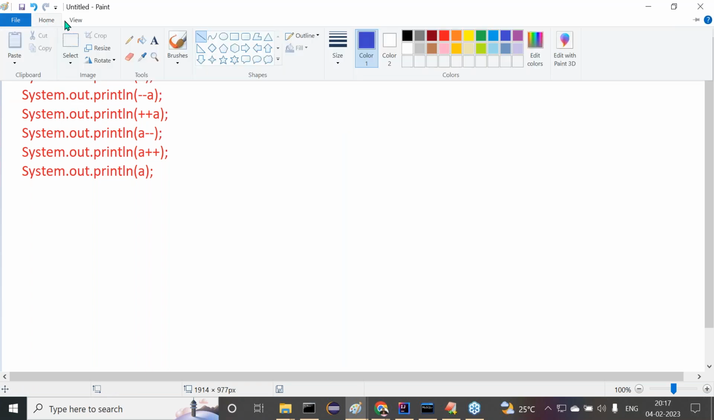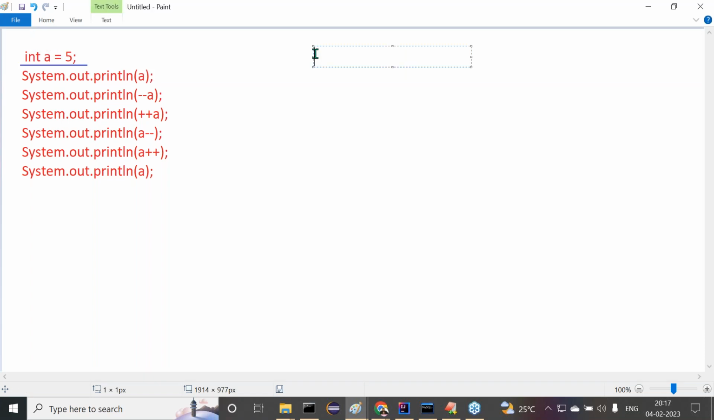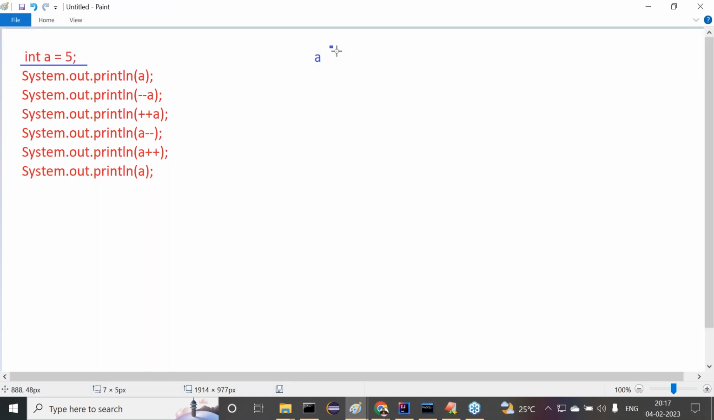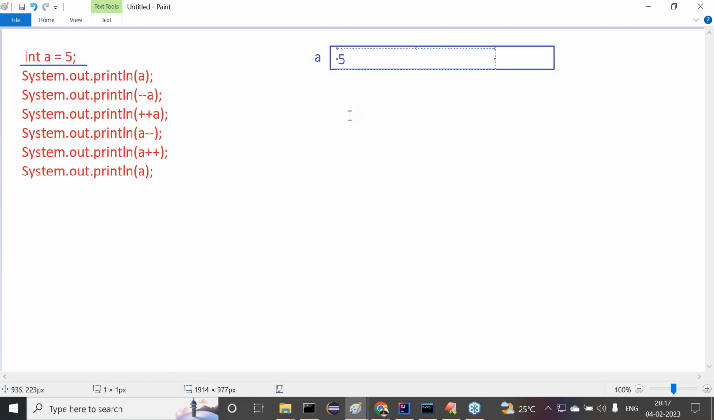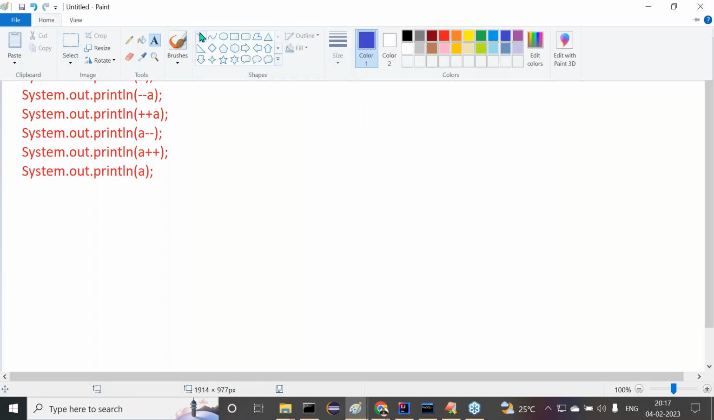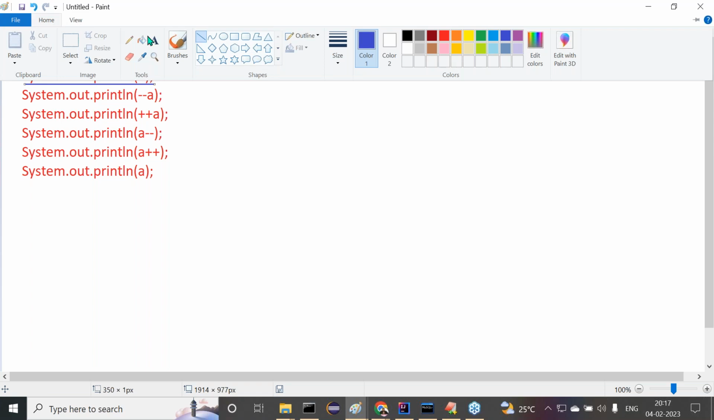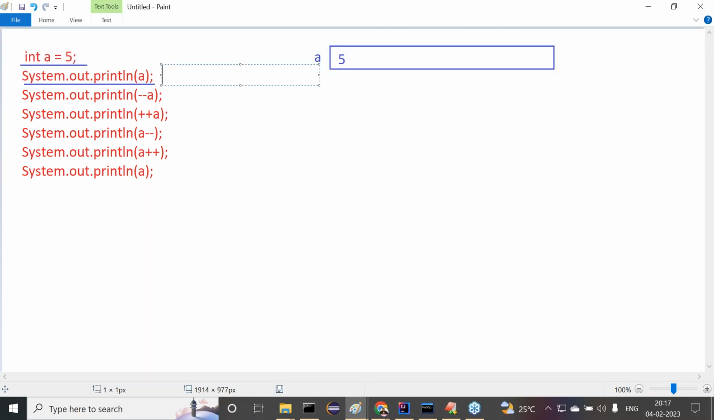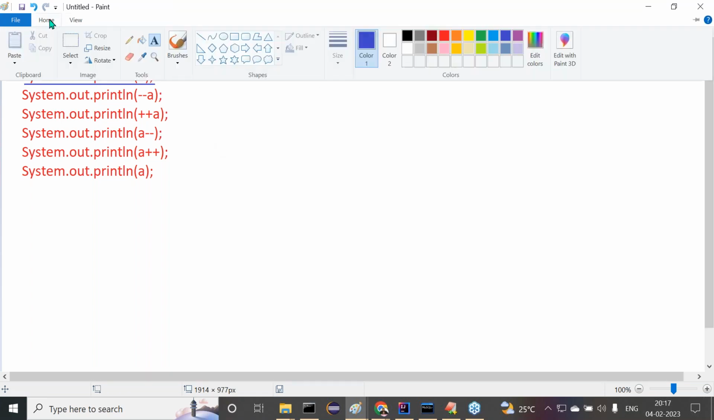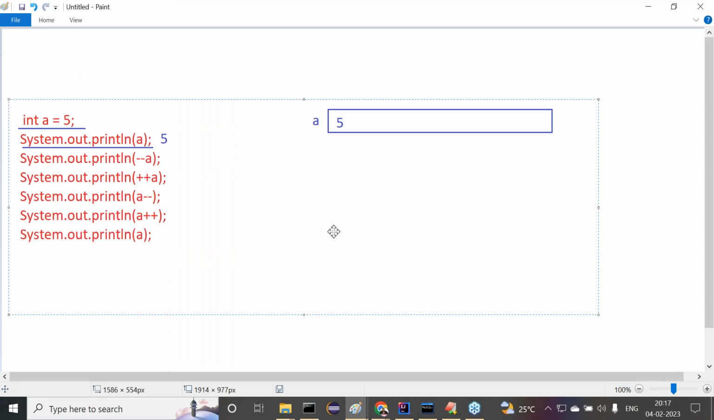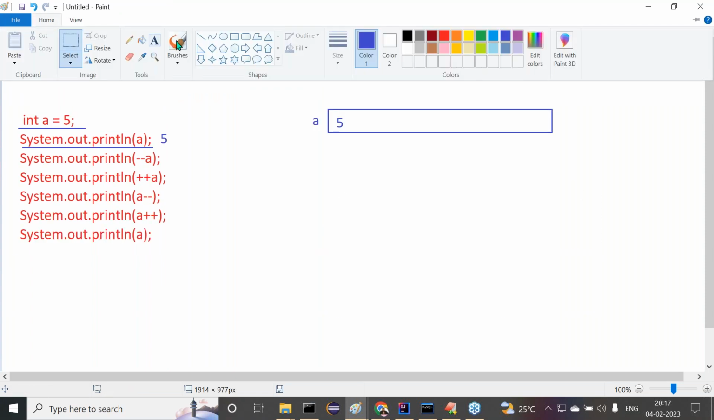When JVM executes this particular instruction as usual, a variable will have 4 bytes of memory. The initial value for a is 5. First, System.out.println of a: the value of a will be displayed directly. What is that value here? 5. As is, that value will be displayed.